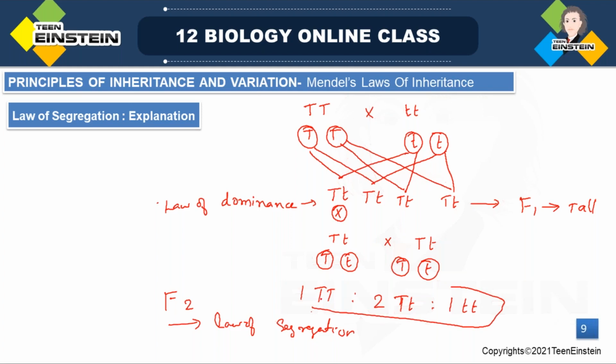Here one parent is homozygous tall, and both types of gametes are produced in the F2 generation. This one is also tall, and this one is dwarf. That means both the parental characters are expressed in F2. That's how we apply the law of dominance and the law of segregation in each process. So that's all about Mendel's laws of inheritance. He proposed the law of dominance and the law of segregation from a monohybrid cross.